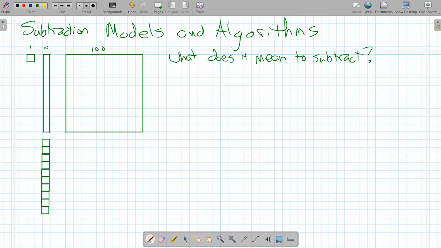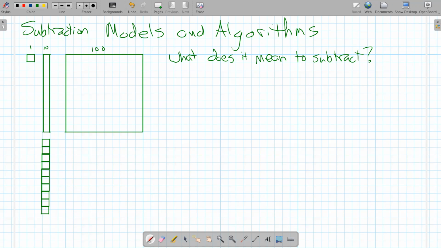Subtraction models and algorithms depend on a couple of things. What does subtraction mean? So we have to make sure we have a concrete foundation on that. And then what do our numbers mean? We need a concrete model for that. And usually we use some kind of toy to demonstrate what a number means, like for counting.